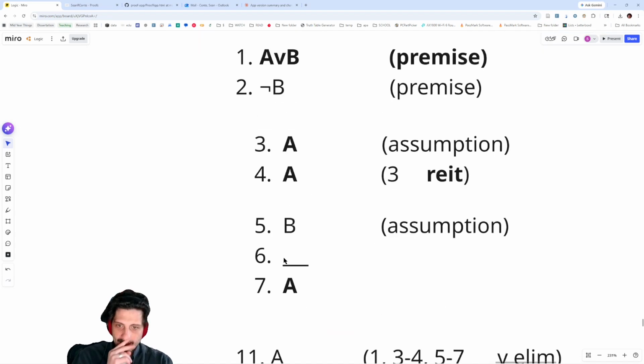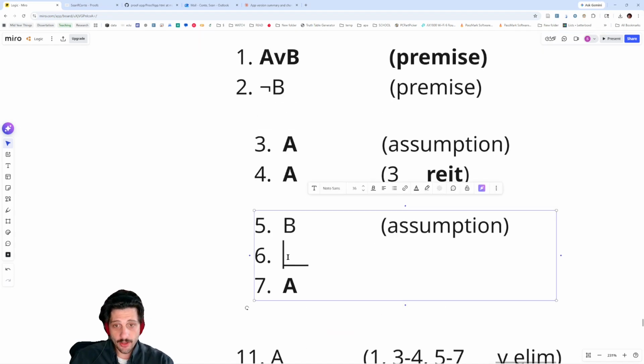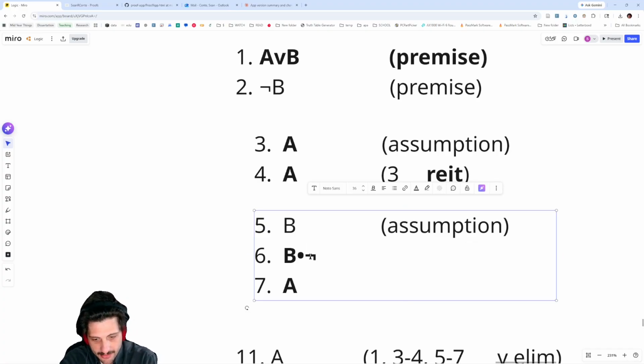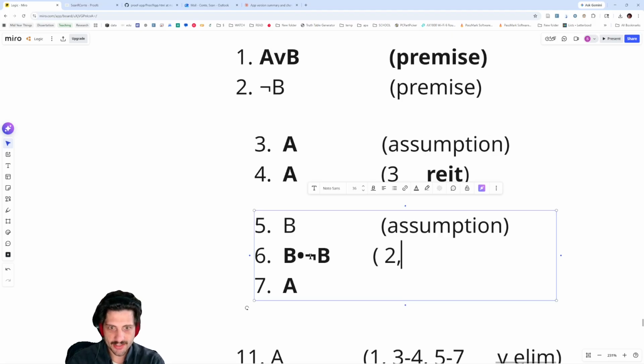So what we can do then is we say, all right, if I know that B is true, and I know that B is false, from premise 2, then that means I know B is true, and it's not the case that B is true, right? All I'm doing here is I'm just saying 2 and 5, and introduction.